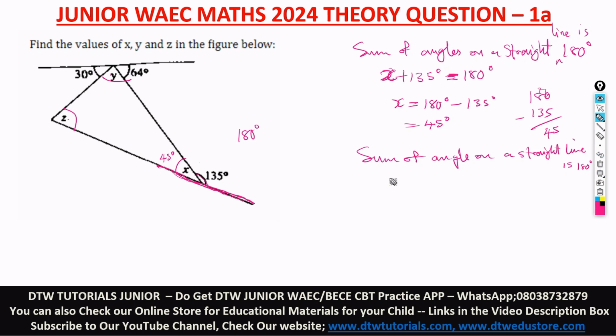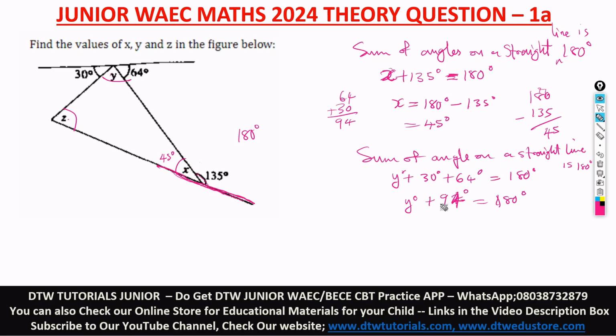All right, so you do y degrees plus 30 degrees plus 64 degrees equal to 180 degrees. Okay, so what is this plus this? That will give us 94 degrees, pardon, not 97. 64 plus 30 gives 94. So 94 degrees plus y degrees equal to 180 degrees.